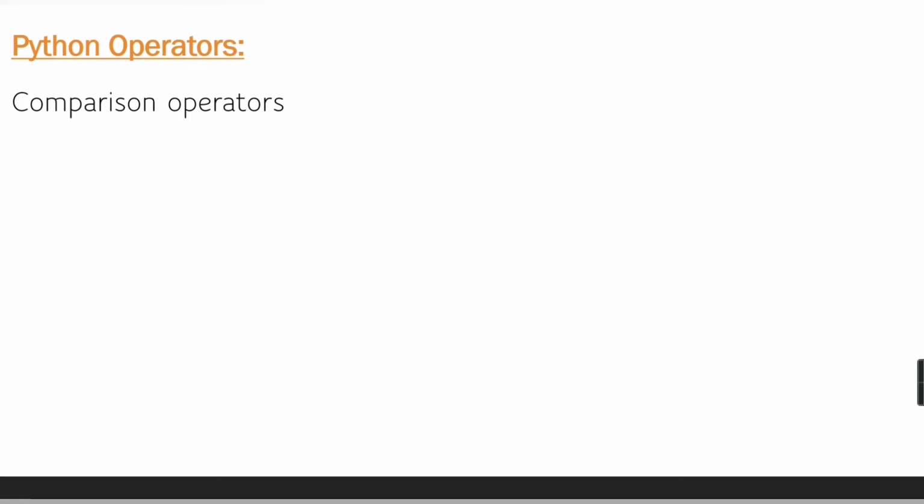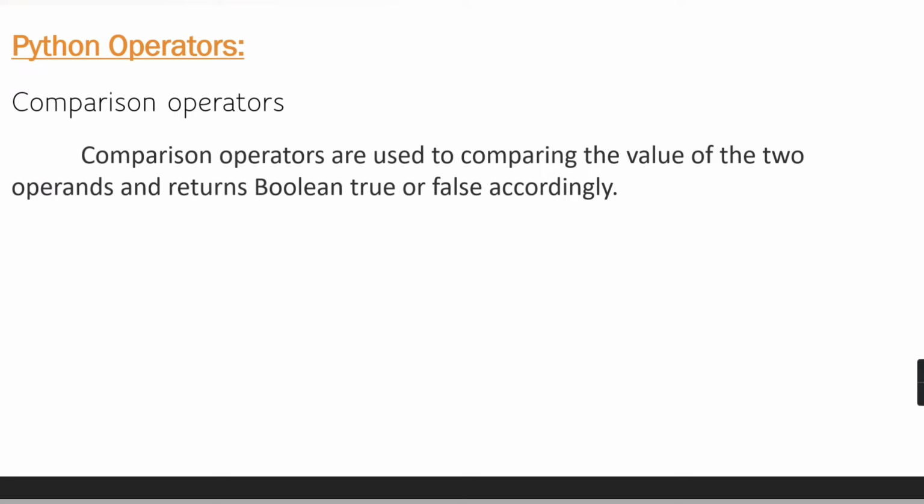In this video we are going to learn about comparison operators in Python. Comparison operators are used to compare the value of two operands and they return the boolean true or false. We have seen the boolean data type, which has two values, true or false. So a comparison operator always returns a boolean value, which will be true or false.